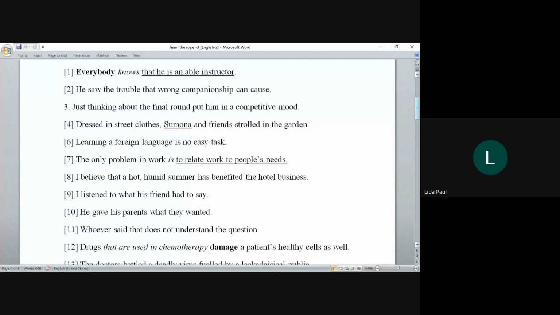It requires an object, right? Everybody knows what? Everybody knows that he's an able instructor. So isn't that he's an able instructor the object of the verb here? Yes, ma'am. So if it's an object, then it has to be a noun clause, right? So this one is a noun clause, right?